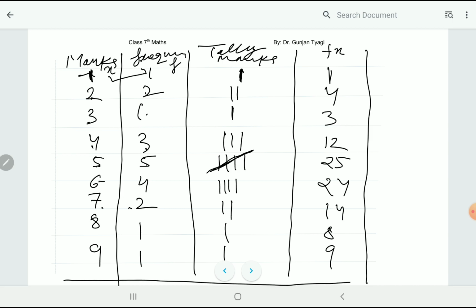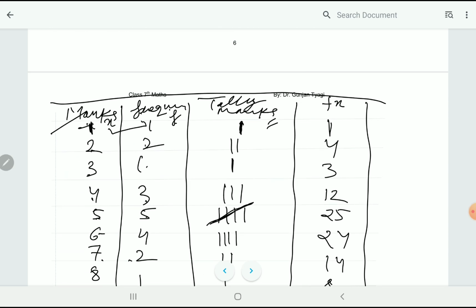So this is the tabular form of the given data. First of all, write the marks, then write the frequency. Frequency is basically the repetition. Then write the tally marks for the frequency, and in the last you will multiply the marks and frequency. So the tabular form is done.